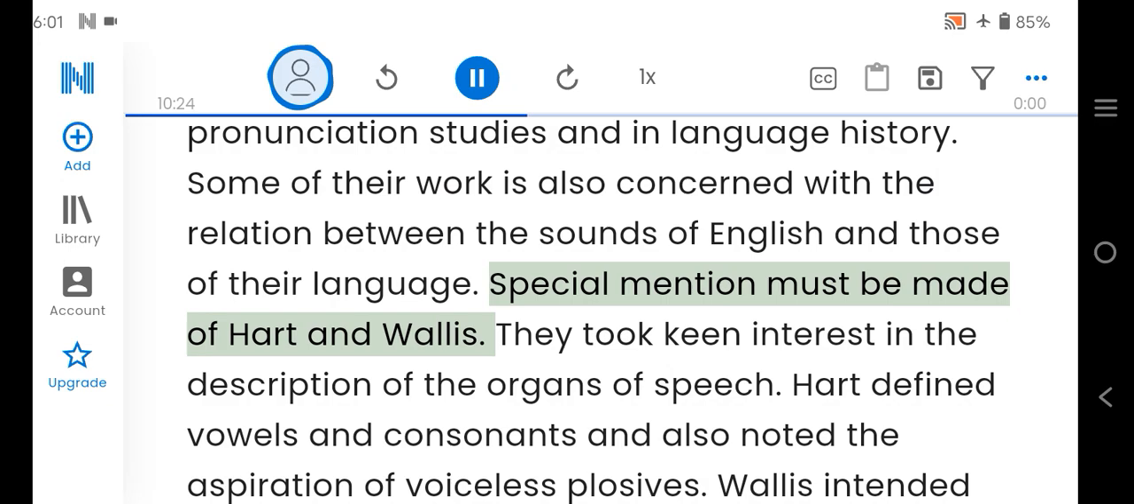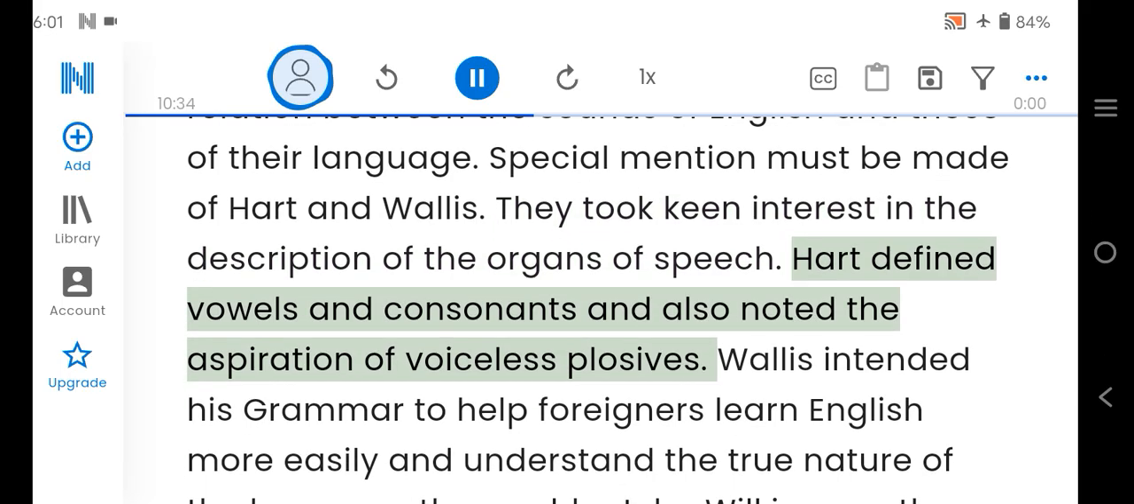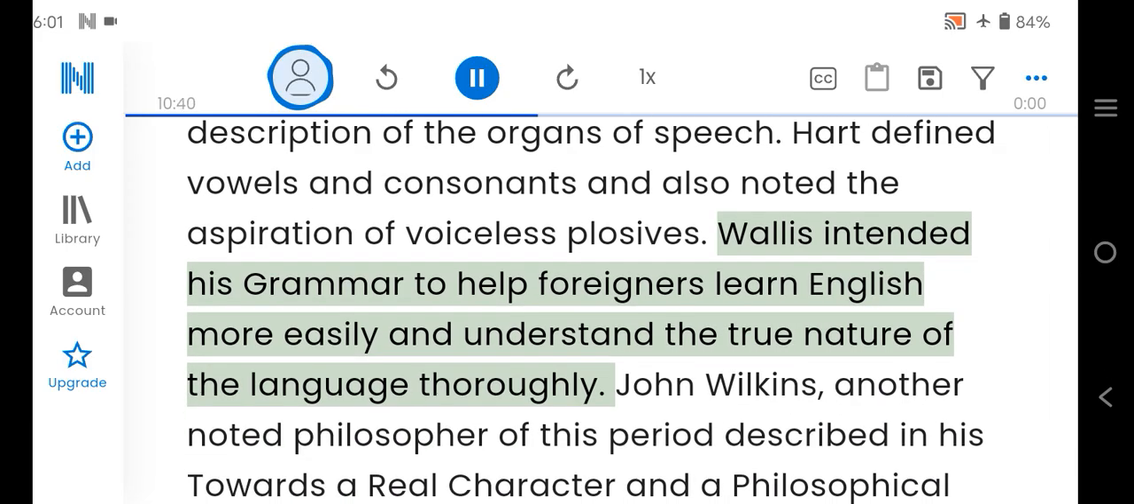Special mention must be made of Hart and Wallace. They took keen interest in the description of the organs of speech. Hart defined vowels and consonants and also noted the aspiration of voiceless plosives. Wallace intended his grammar to help foreigners learn English more easily and understand the true nature of the language thoroughly.